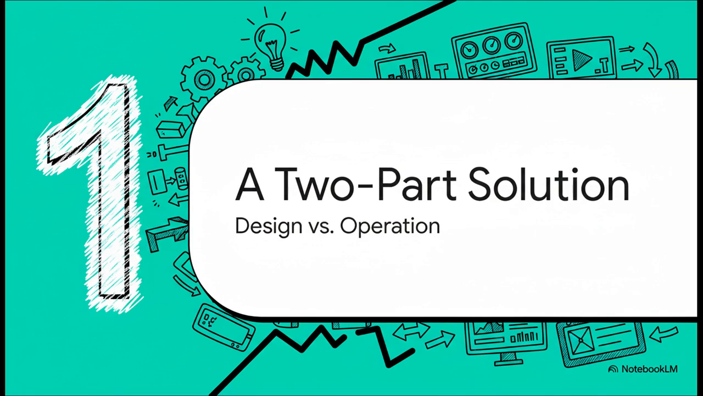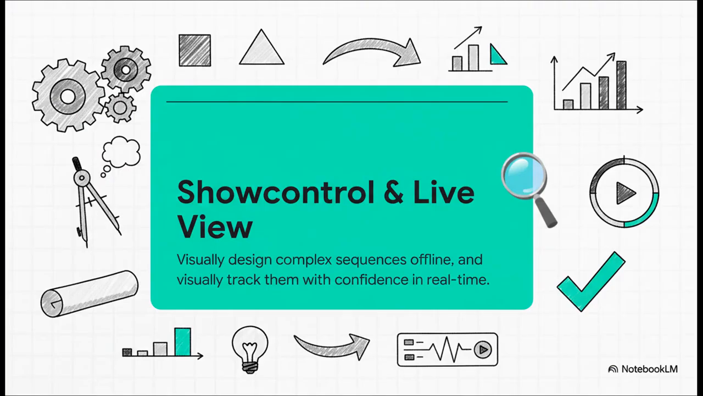Well, it turns out there's a really elegant two-part solution. And the core idea behind it is actually pretty simple, but it's incredibly powerful. What if we just separate the design of the show from the operation of the show? And that's where this whole thing comes in. It's called the Show Control and Live View ecosystem. Basically, it's a new workflow that lets you visually build your entire complex show when you're offline, totally calm, no pressure, and then track it with total confidence when you're online and live.